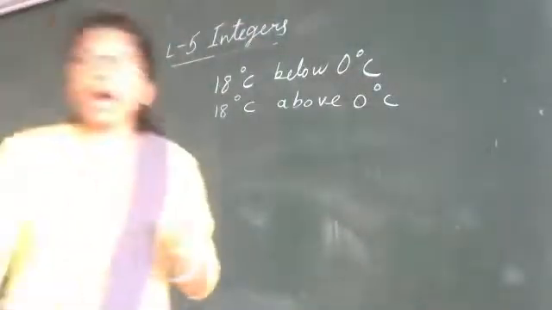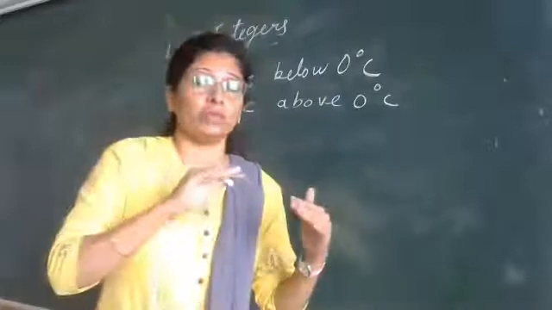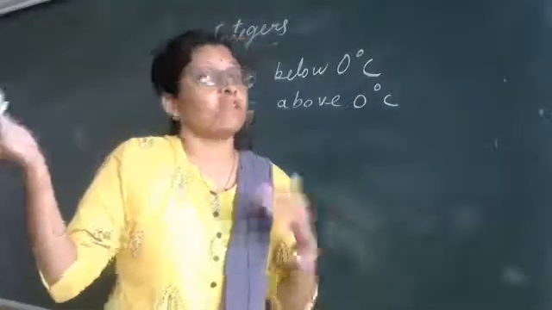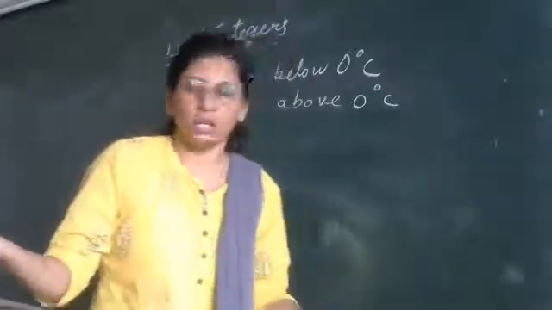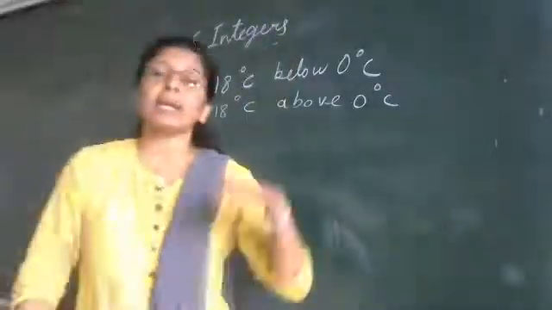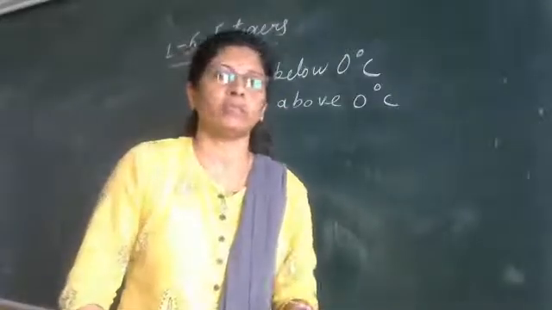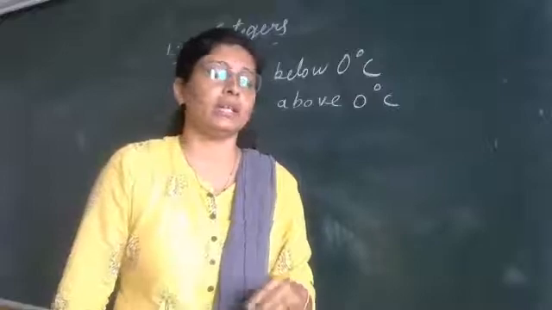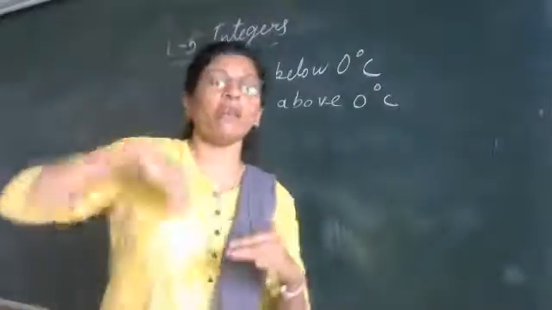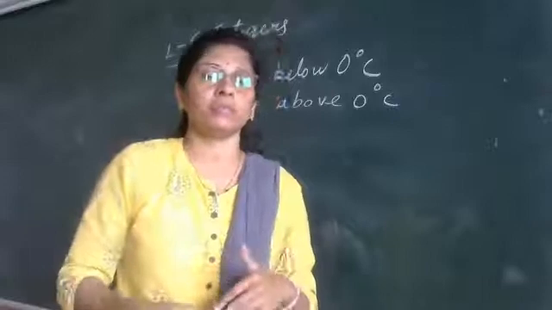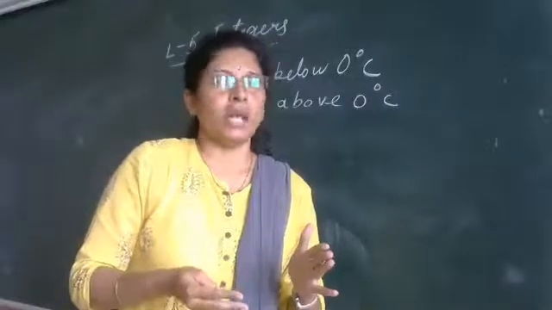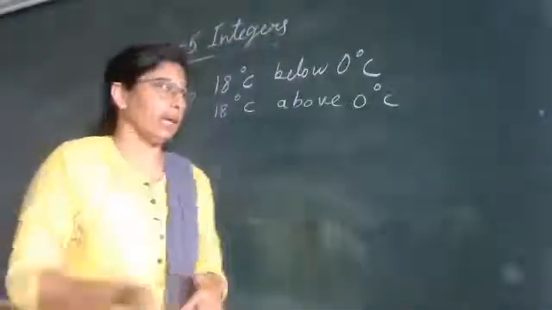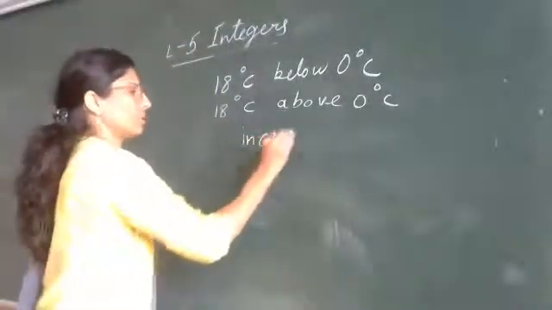Okay. Next, 5 kilometer east. What will be the opposite of that? 5 kilometer west. Okay. Next, decrease in marks. Yes, decrease in marks is a negative sign. What will be the opposite of that? Increase. Yes, decrease will become increase in marks. Okay, increase.